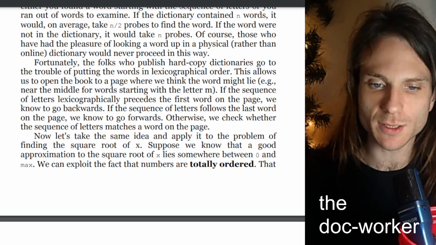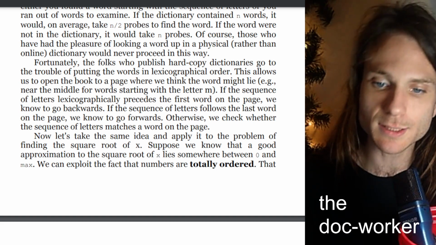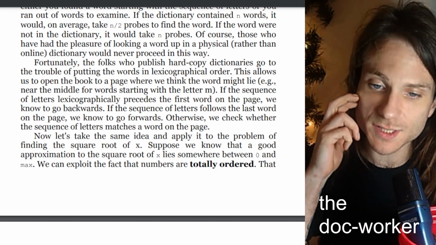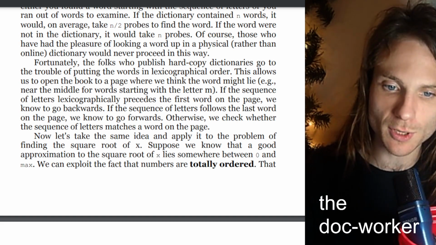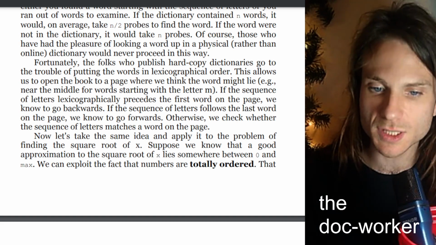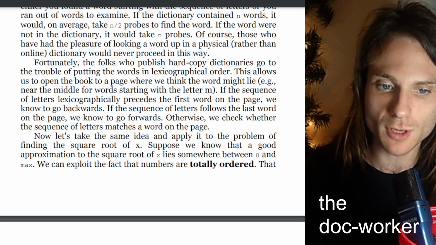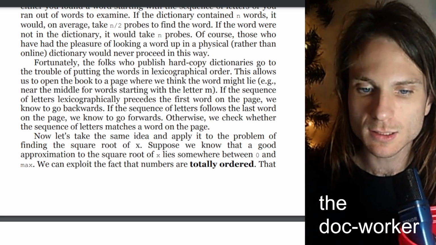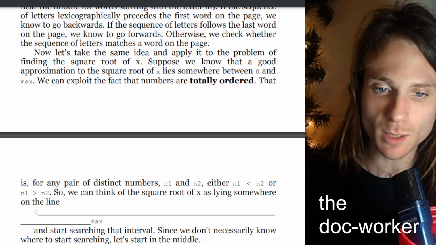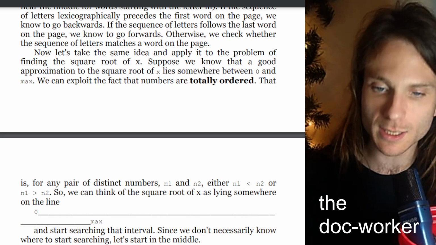If the sequence of letters lexicographically precedes the first word on the page, we know to go backwards. If the sequence of letters follows the last word on the page, we know to go forwards. Otherwise, we check whether the sequence of letters matches a word on the page. Now, let's take the same idea and apply it to the problem of finding the square root of x.